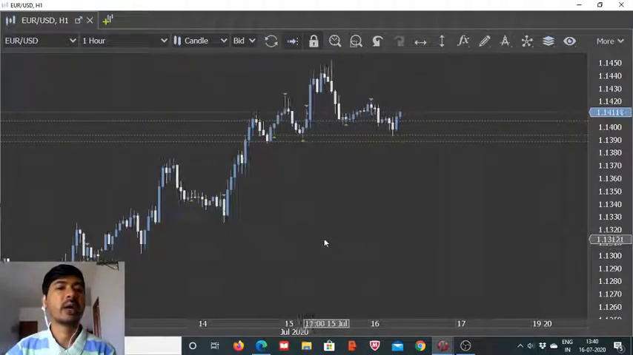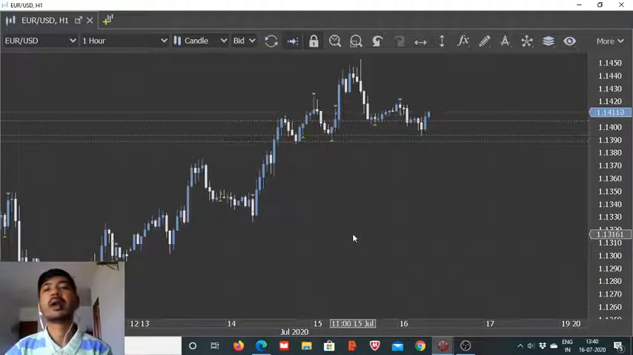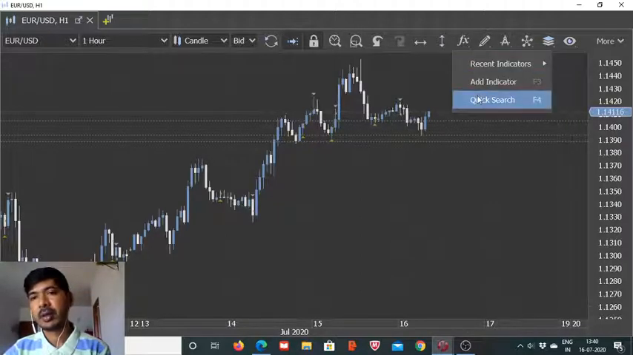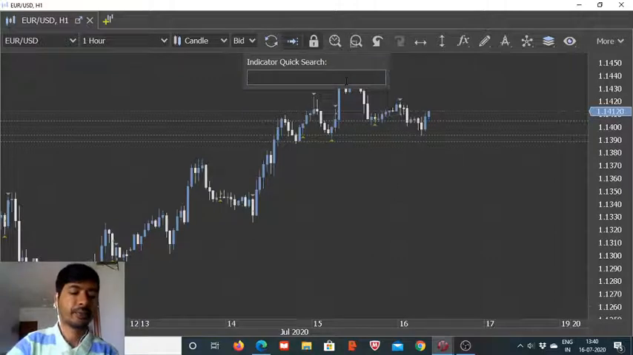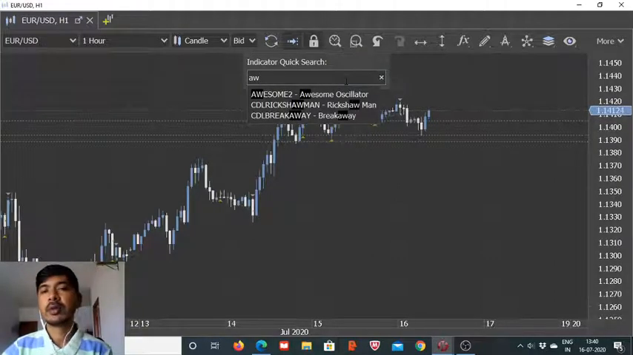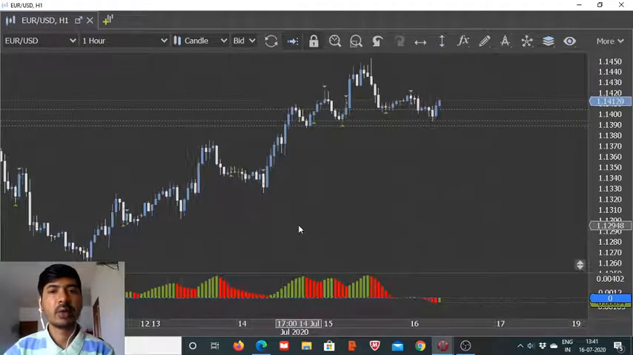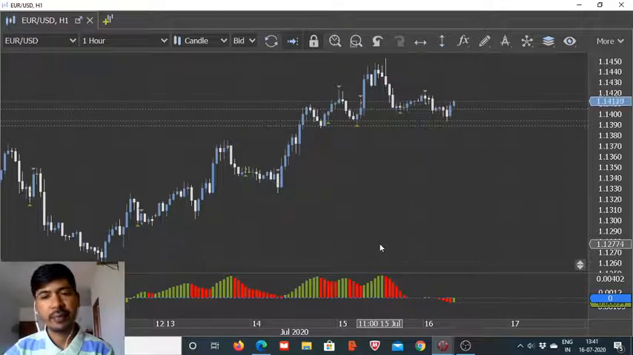conjunction with the chart. So this is the Euro USD on the hourly time frame, and let me add the Awesome Oscillator here. So here we have the Awesome Oscillator. Okay, we got this Awesome Oscillator here.